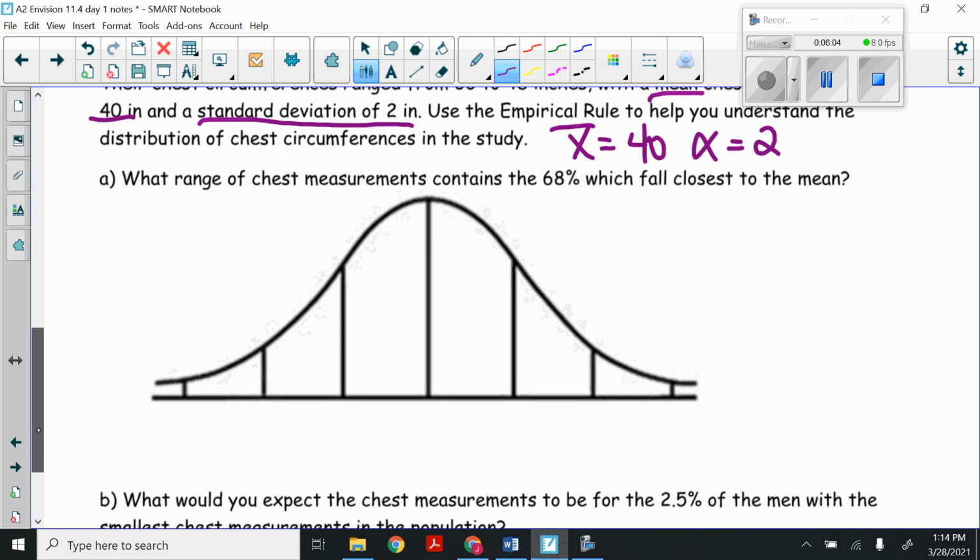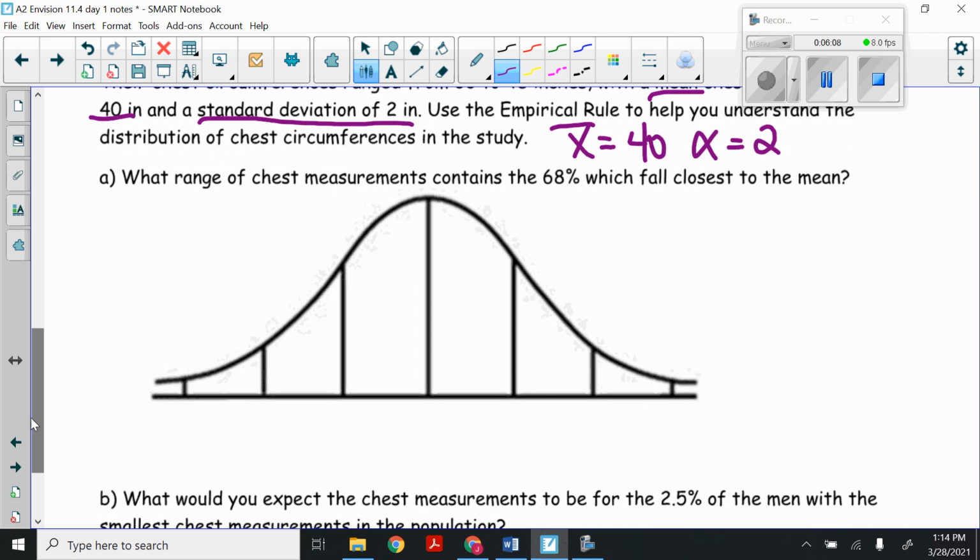So the very first thing we're going to do is draw our bell curve. I drew the first one for you here. I have it provided. It's right in the center. That is going to be our mean, 40. My standard deviation is 2, so I go, sorry, go back to that. It was moving.